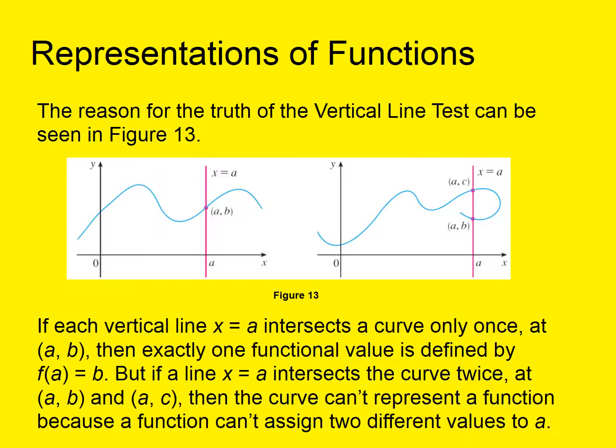That is, no matter where we draw it, a vertical line doesn't intersect the curve more than once, then we have the graph of a function. That's what we see in the picture on the left. So we could draw a vertical line anywhere. The y-axis itself also serves as such a line. And we would only have one point of intersection with the graph.